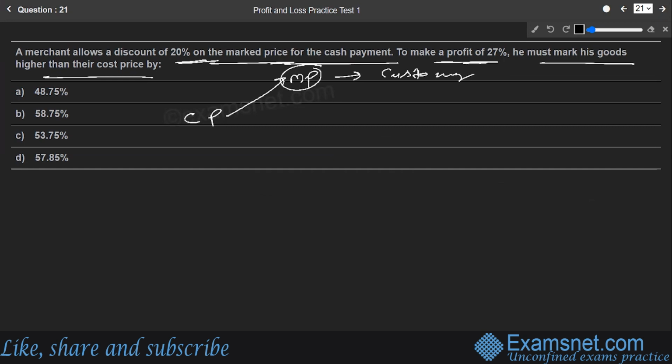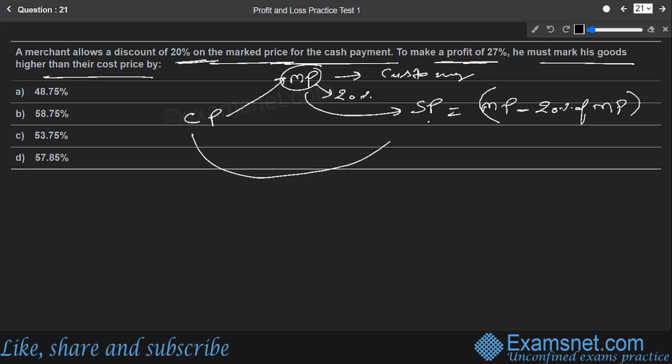Then they say the merchant has to allow a 20% discount. So the merchant has to allow a discount of 20% also. So that value should be the selling price. Selling price should be how much? Mark price minus 20% of mark price. That should be the selling price on which the deal should be logged. And they say that whatever is the selling price, that should be giving the merchant a 27% profit.